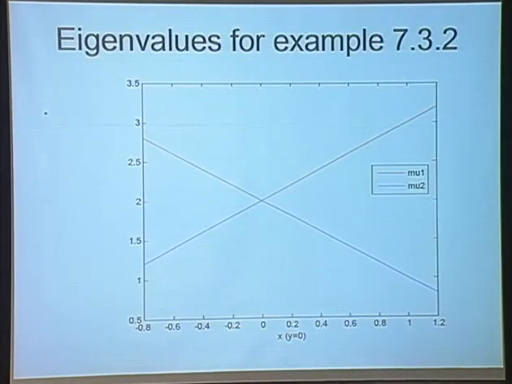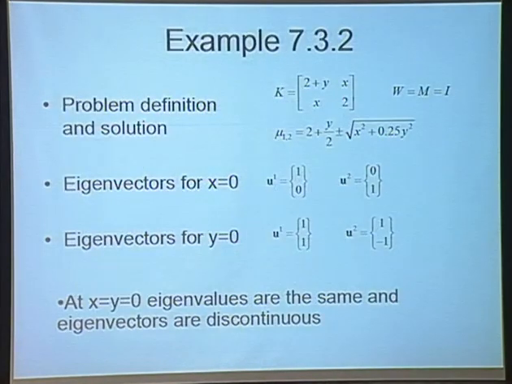So this is mu1 and mu2 if we plot them for y equal to 0. And if you look at this for y equal to 0, then we'll get 2 plus or minus the square root of x squared. So it doesn't matter whether x is negative or positive, we'll get the same answer. And so that is responsible for that cusp.